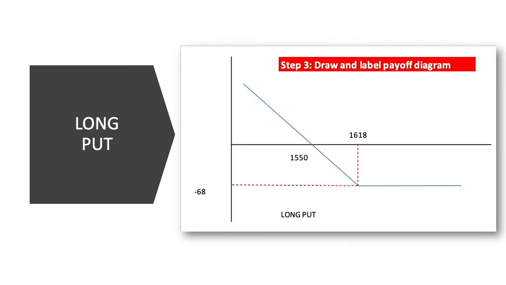So step number 3, you need to draw and label your payoff diagram. So this is the shape for payoff diagram for long put. Then you need to label your break-even price where the market price line cuts the payoff line. And then you need to label your exercise price where the payoff line changes direction, and then the maximum loss in this example is negative 68. So you just put the value for negative 68 as the maximum loss of this strategy.